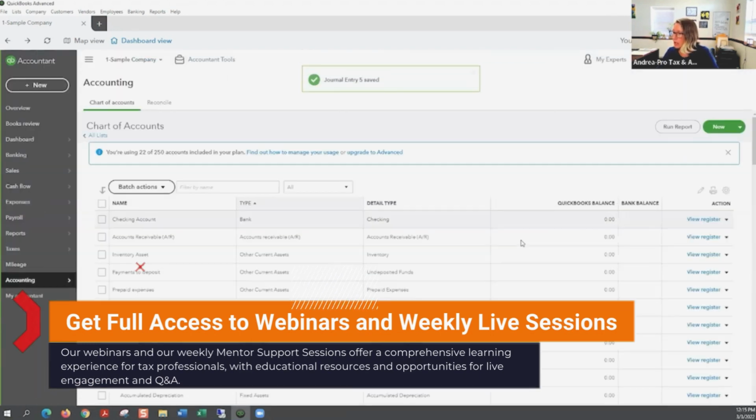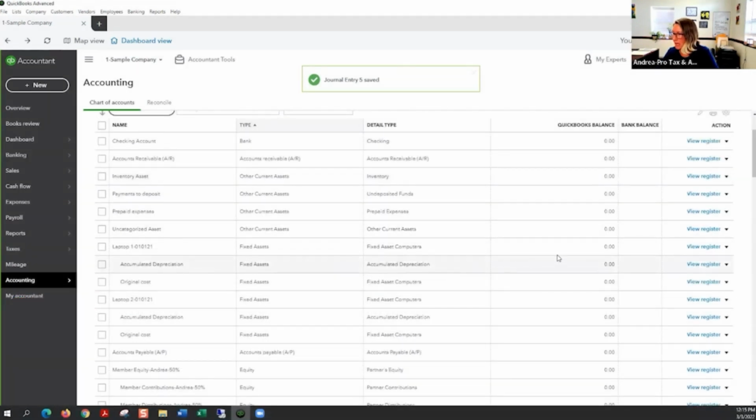And now when we go back to the chart of accounts, you'll see that the laptops now have a value of 0. It's as if I sold them to somebody and they're no longer owned by the company.